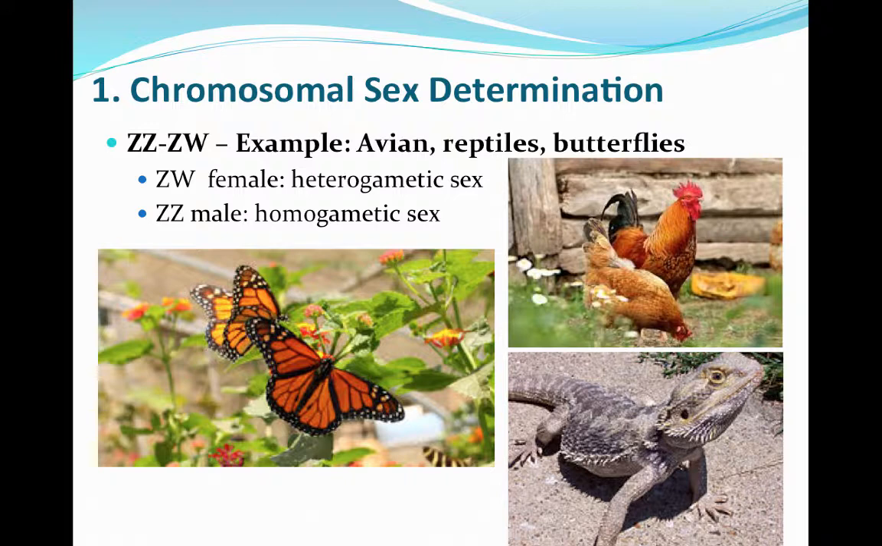A third example of chromosomal sex determination is ZZ-ZW, and a lot of avian species, reptiles, and butterflies have this type of sex determination. Keep in mind that this is just a different type of chromosomal determination. The chromosomes don't actually look like Z's. The big switch here compared to the human species is that the female becomes the heterogametic sex, meaning that they have different sex chromosomes, and the male ends up being the homogametic sex. So in this case, males are ZZ and females are ZW.